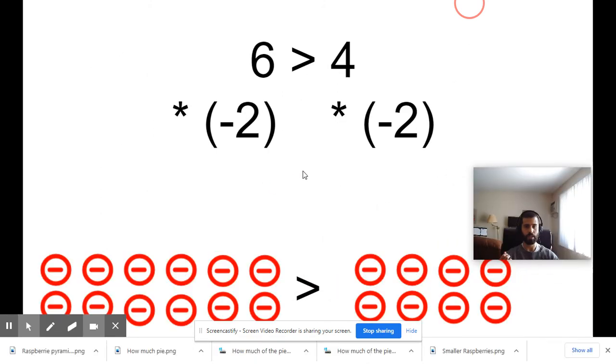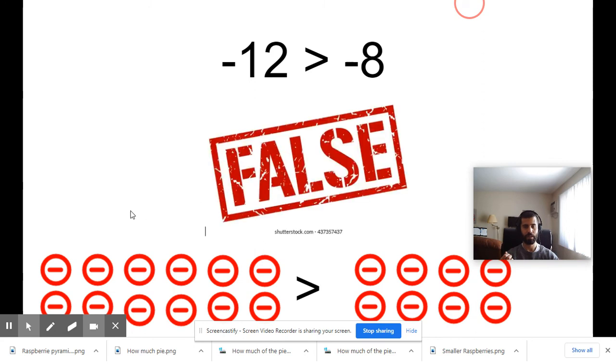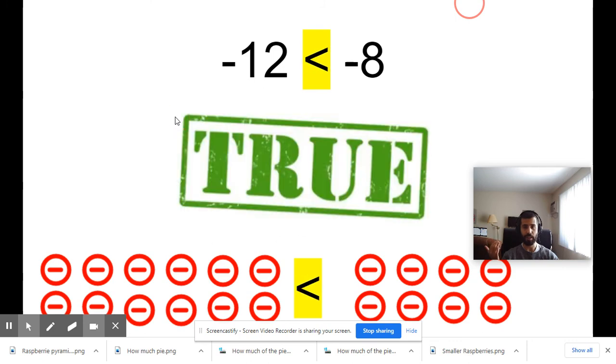Therefore, looking at what we just did, we multiplied this by negative 2. This is true right now. 6 is greater than 4. But we multiplied by negative 2, and all of a sudden we've got this false statement right here. So what do we do? Well, we just flip the sign. And then all of a sudden it's true. So the rule is, whenever you multiply or divide by a negative number on both sides, you need to flip the inequality sign.